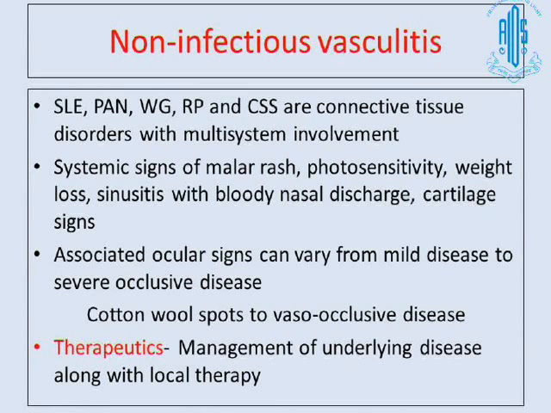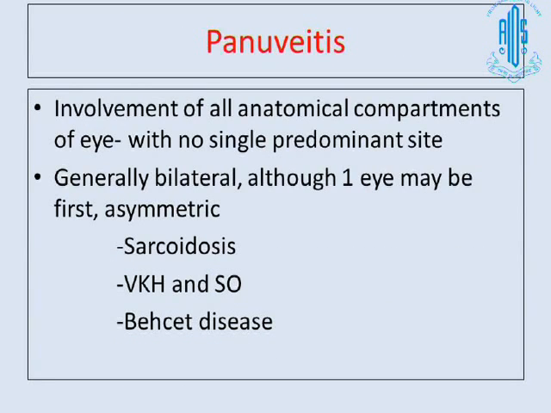Of course, once you suspect that, then you ask for the systemic history. You rule out SLE by malar rash, photosensitivity, cartilage signs, and all those. Again, I told you the history is very important in these patients to close the diagnosis, whether it's infectious or non-infectious. Now comes the panuveitis variety.